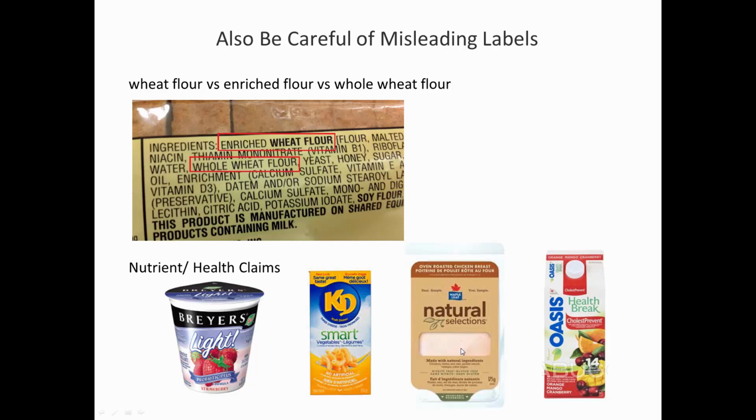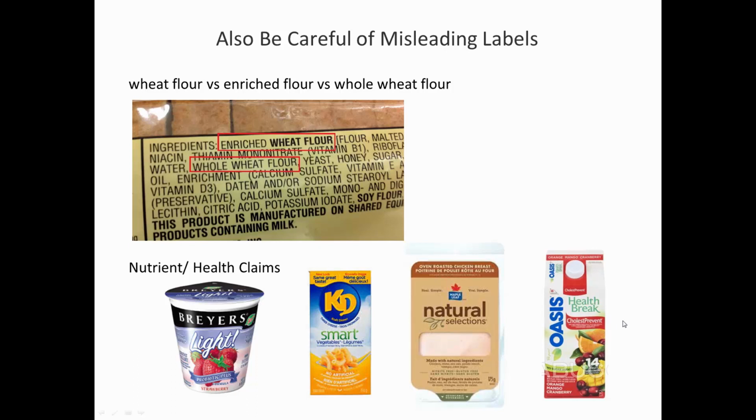Here's another example. This is Maple Leaf's Natural Selections. It has no added preservatives. In fact, actually, if you look at the ingredients, it does contain nitrite, which is a preservative. It may be considered, it occurs in nature, and maybe that's why they can use the word natural. But that is a preservative that's linked to cancer, according to the Canadian Cancer Society. And it is in there in the form of cultured celery extract. And that is a nitrite. So they haven't labeled it as a nitrite. It's listed as cultured celery extract, but that's what it is.